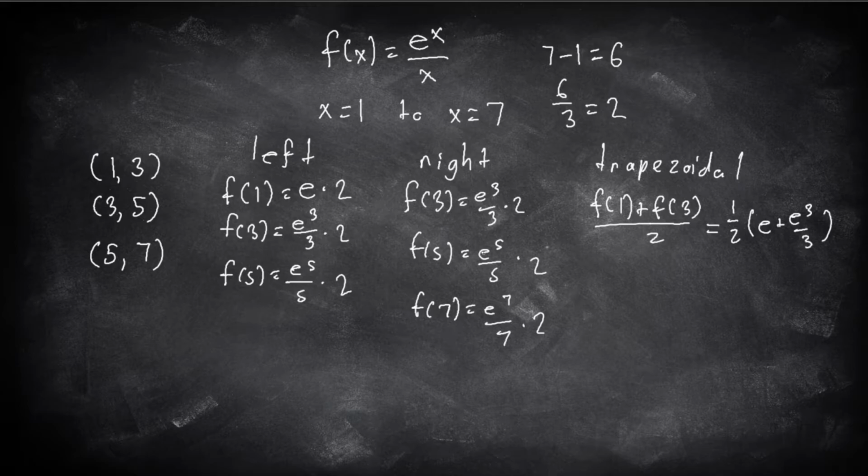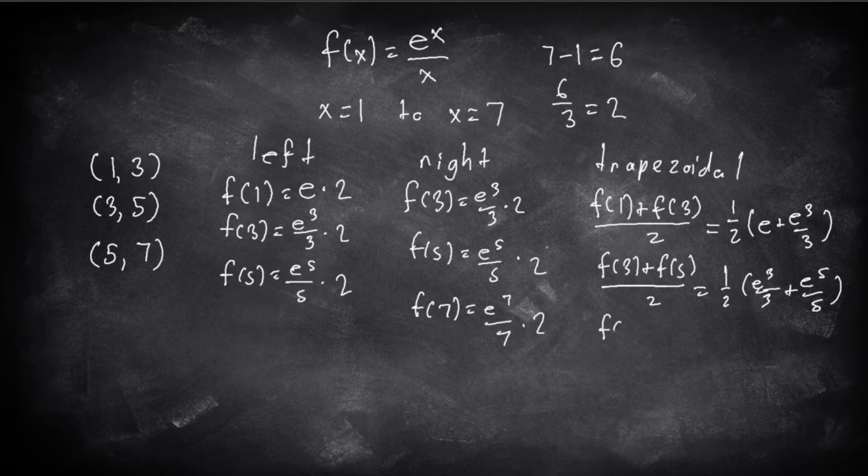Now for the next one, that's f of 3 plus f of 5 divided by 2. So 1/2, and then e to the power 3 divided by 3 plus e to the power 5 divided by 5. Now for the last one, f of 5 plus f of 7, half of that, so 1/2 times e to the power 5 plus e to the power 7. And those are our three of them.